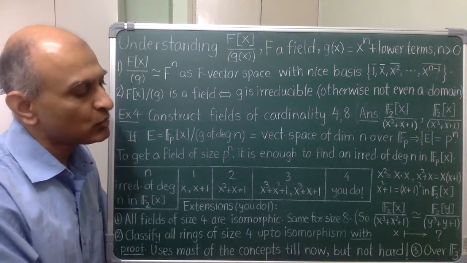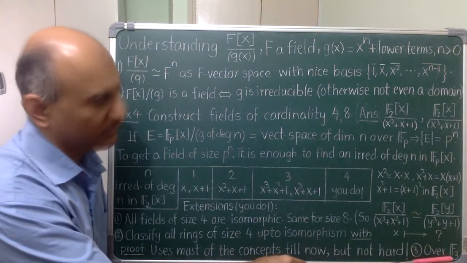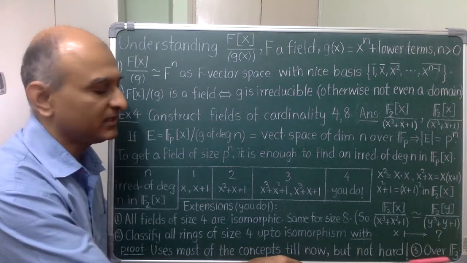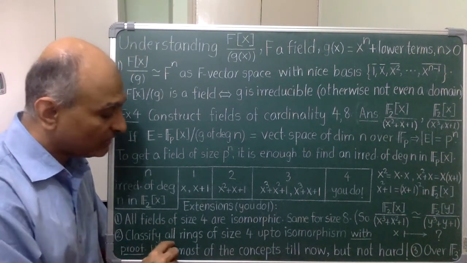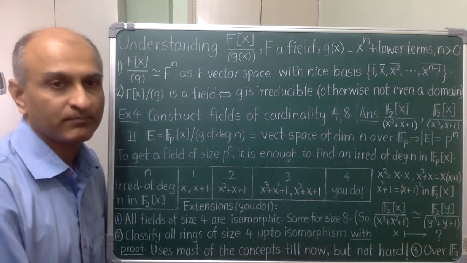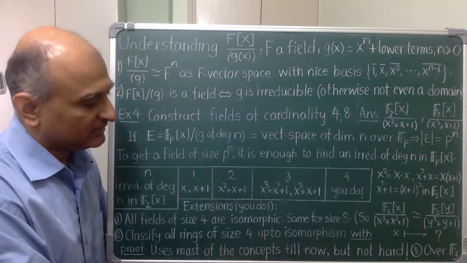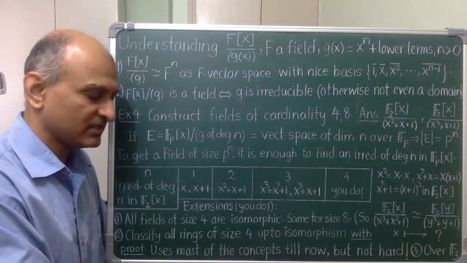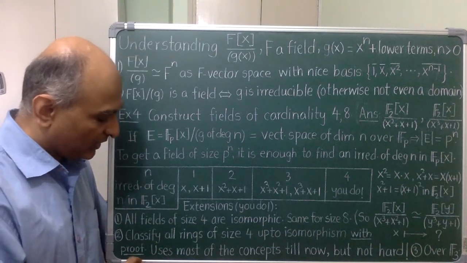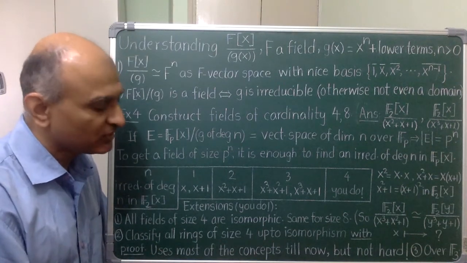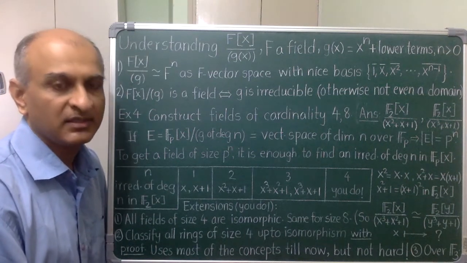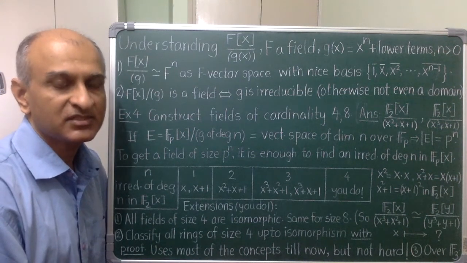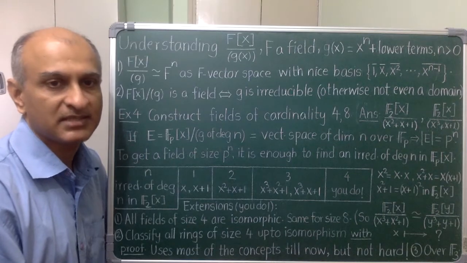Okay. You should also see some examples over F_3. And finally, I have asked you to classify up to isomorphism all rings of cardinality 4. Okay. This exercise is very interesting in that its argument will use most of the concepts that we have seen so far. But it's also not hard. There aren't very many such rings, so I strongly recommend this exercise.